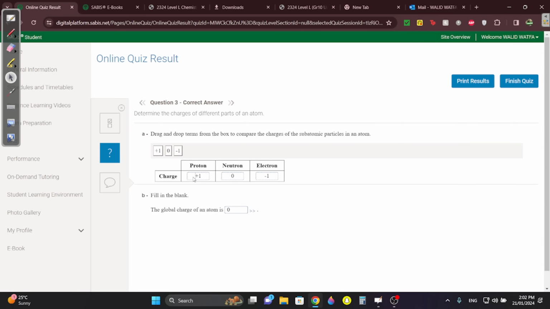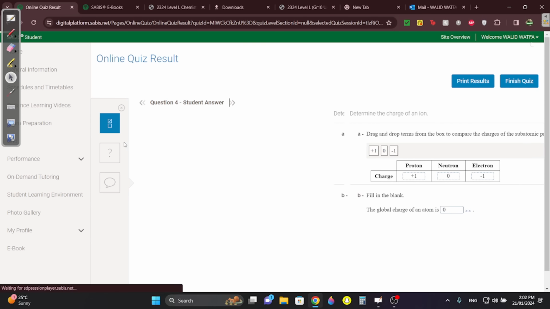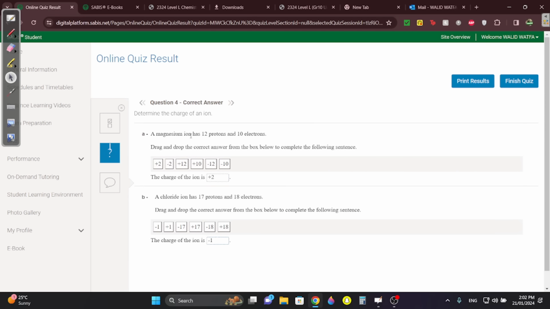You know what a conductor is. A proton is plus one, the neutron is zero, and the electron is negative. The global charge of an atom is zero. This is what I said earlier. The charge of any atom is zero, unless you add electrons to it, that's different. Question four. An ion has 12 protons and 10 electrons. What's the charge? It's plus 12 minus 10 equals plus 2. Part B. A chloride ion has 17 protons and 18 electrons, so plus 17 minus 18 equals minus 1.